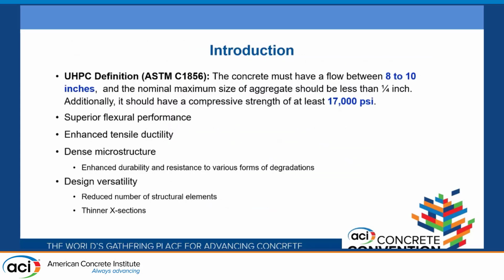As we all know, UHPC is an advanced construction material with exceptional mechanical and durable properties. UHPC possesses high compressive strength, often exceeding 20,000 psi, and high flexural performance and ductility, which allows it to withstand structural deformations and bending without any fracture.